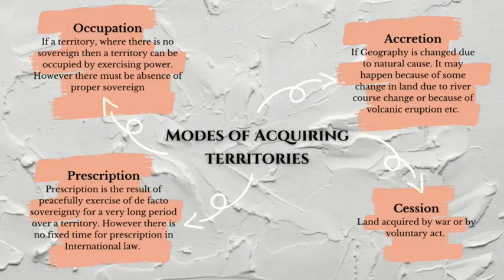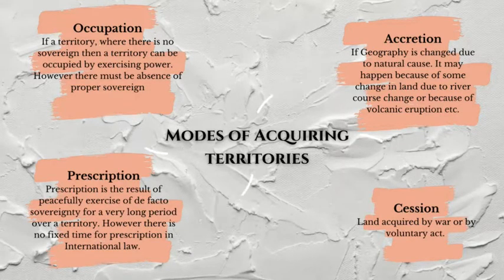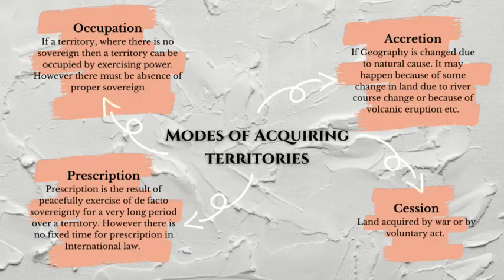There are four ways of how territories can be acquired. Firstly, occupation. If a territory has no sovereign, then it can be occupied by exercising power. Next, accretion. If geography is changed due to natural cause. Thirdly, cession. Land acquired by war or by voluntary act. Lastly, prescription. Prescription is the result of peacefully exercising de facto sovereignty for a very long period over a territory.